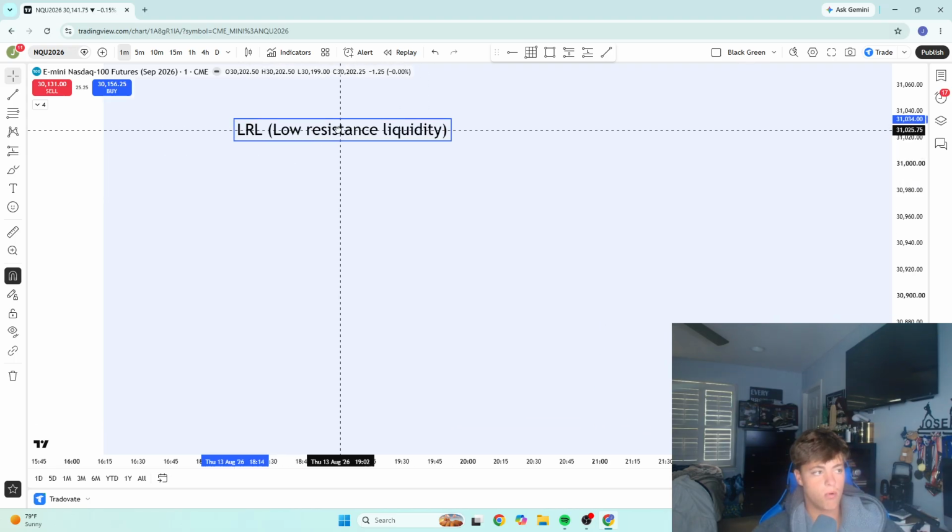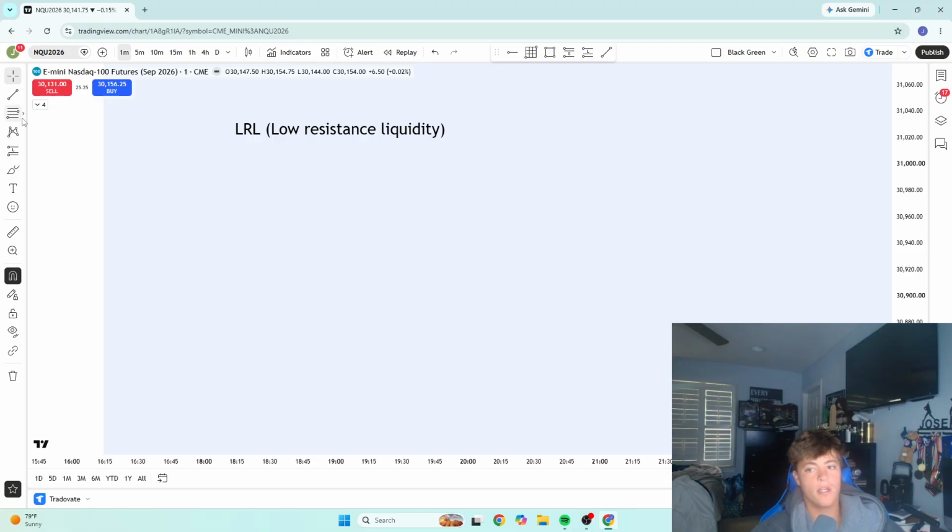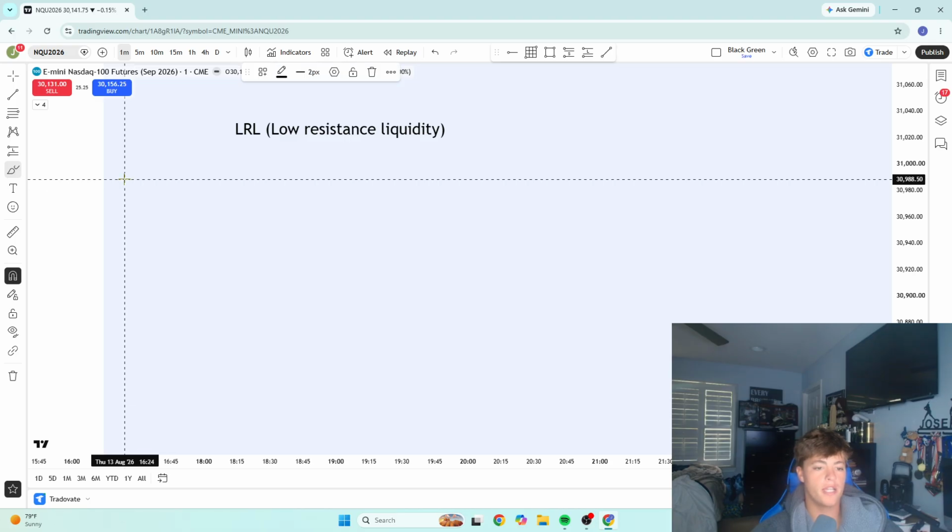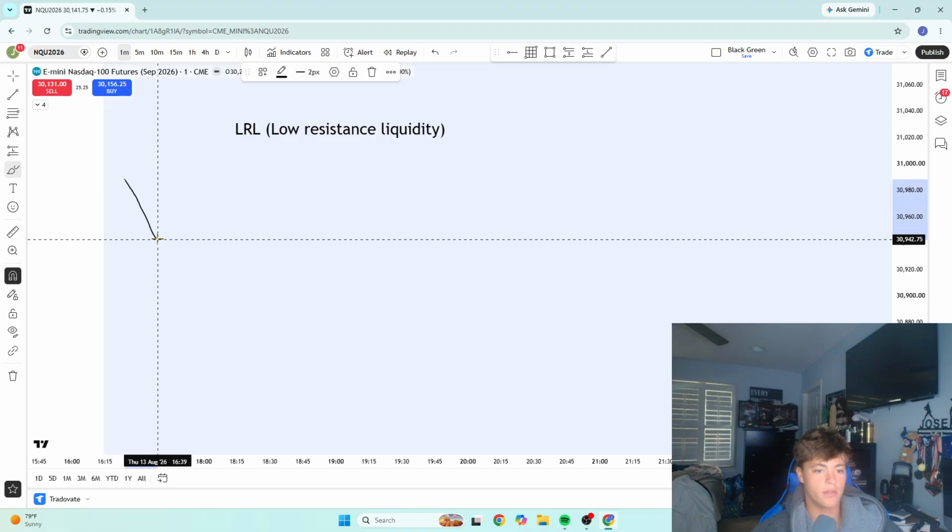Well, low resistance liquidity is almost like liquidity where there are constant resting orders, where it's going to be very easy for the market to come around. It would be something like this. So if we're in a downtrend, LRL would look like this.